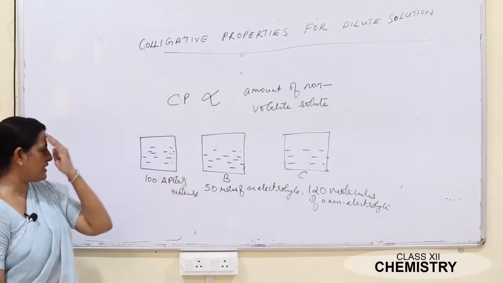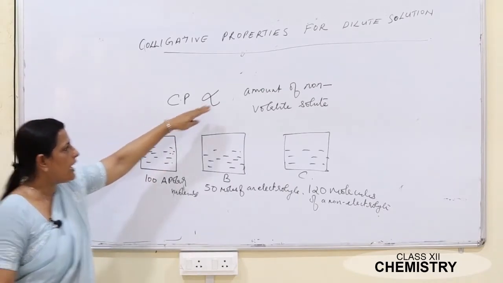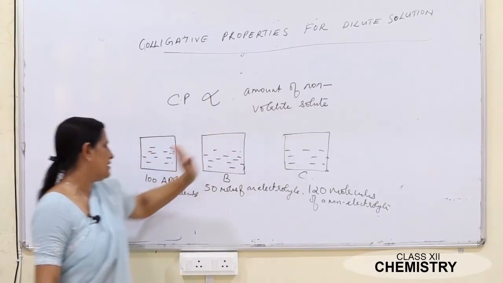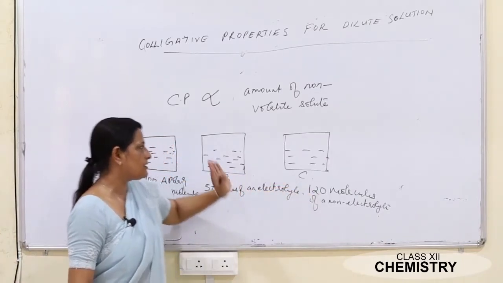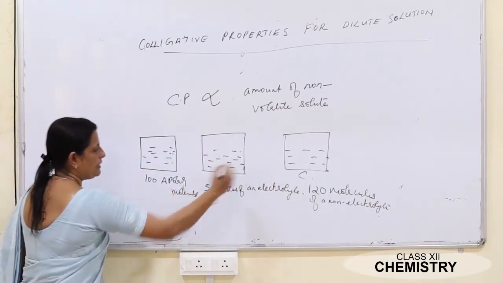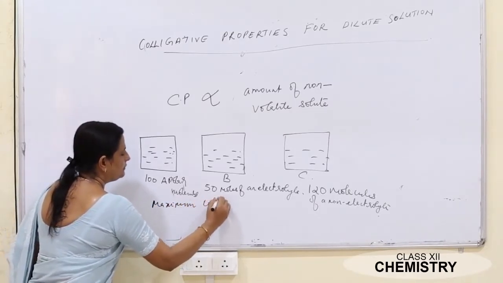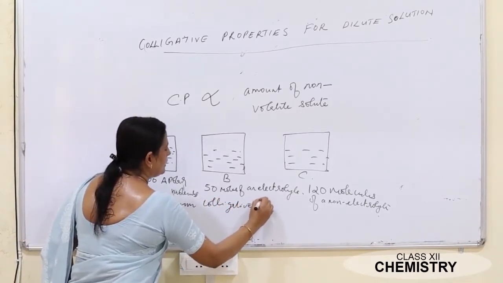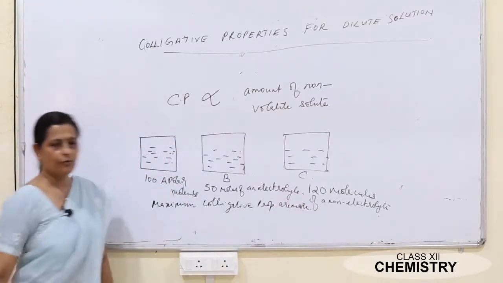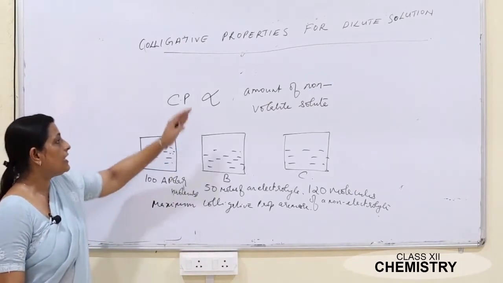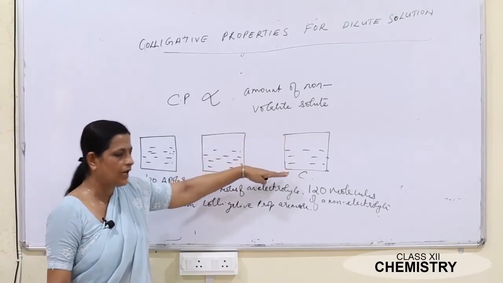So on the basis of the definition, which will have the highest colligative property? Because colligative property depends upon what? Amount of non-volatile solute. So here you have got 100. In B you have got 50 and in C you have got 120. So on the basis of the definition, beaker C will have the maximum colligative property. Why? Because the number of molecules is more. So colligative property depends upon the amount of non-volatile solute which we are adding, and not upon the nature of the solute.